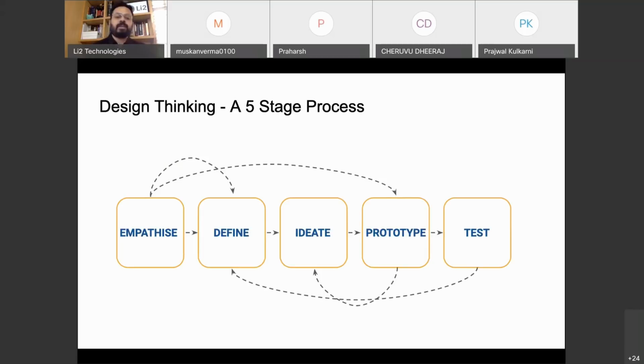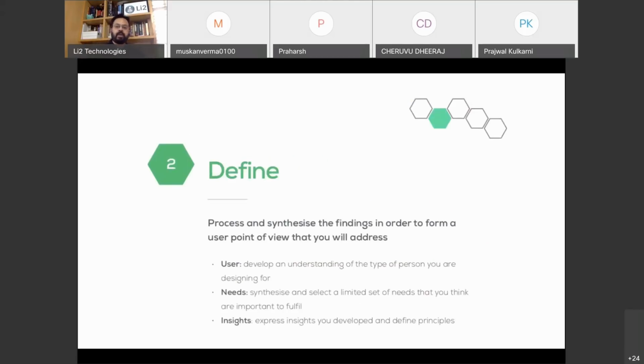The second step is to go and define. Here we define the process and synthesize the findings in order to form a user point of view that you will address. Please remember that it is the user point of view. It is not your point of view, right? So when we define a problem, here we need to build personas. Here we need to build needs and insights, right? It might sound a little boring, but the most important part is to understand the needs and to get insights.